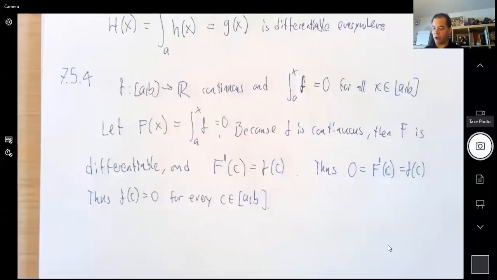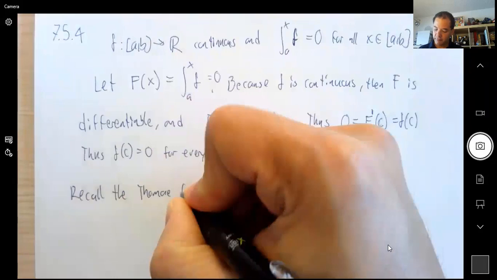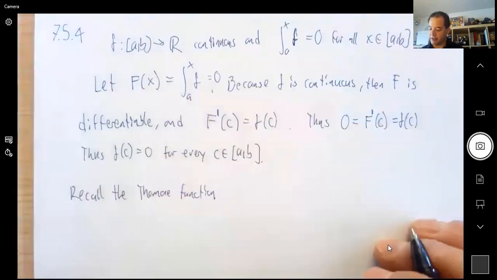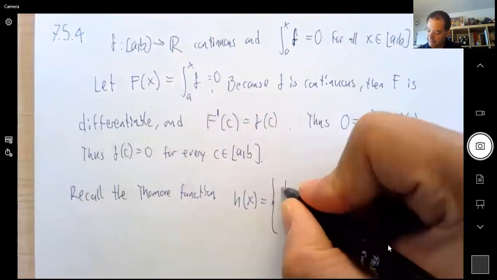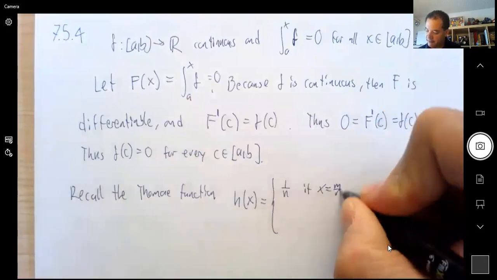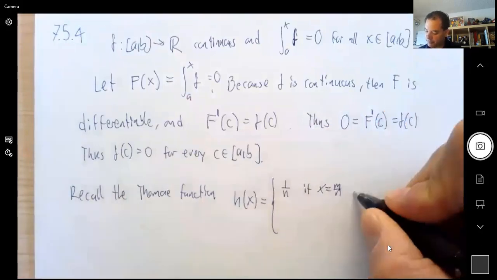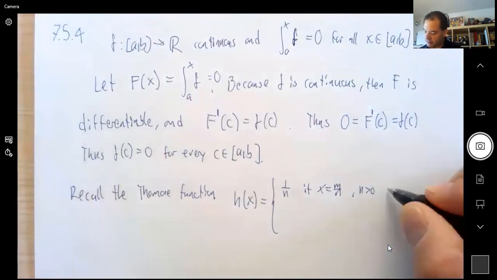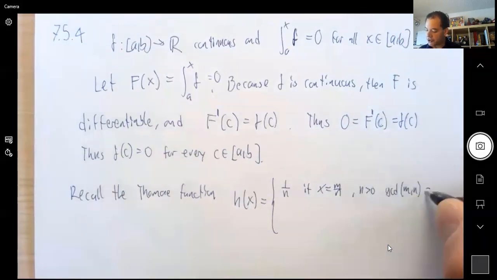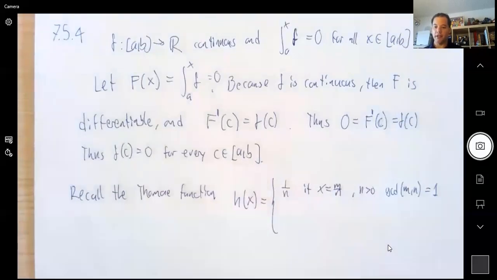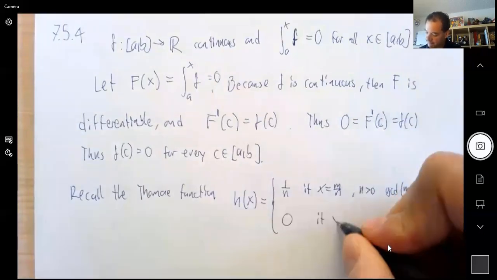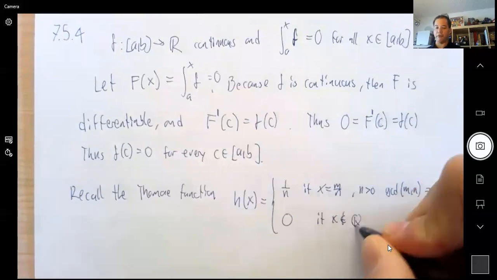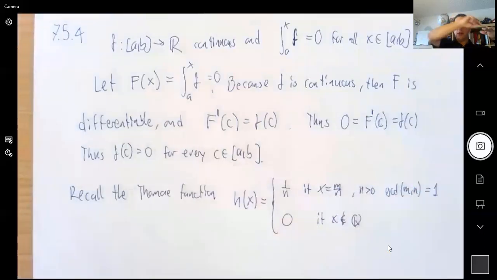But if you remember the Thomae function, this one was the one that looked kind of like a Christmas tree, right? It was 1 over n if x is m over n, with n positive and the fraction simplified. So for rational numbers, you do 1 over the denominator if the denominator is positive. And for irrational numbers, it's 0. That's the Thomae function, right? It looked like a lot of zeros, and then some little ones that had some dots up and down.